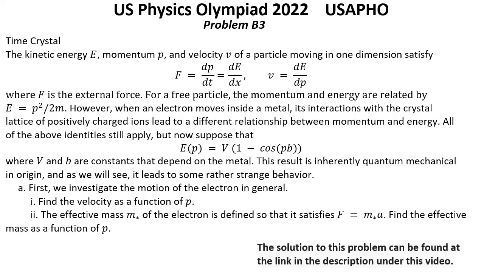Question A. First we investigate the motion of the electron in general. First, find the velocity as a function of P. Second, the effective mass m star of the electron is defined so that it satisfies F equals m star A. Find the effective mass as a function of P.